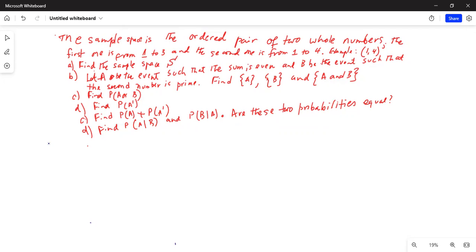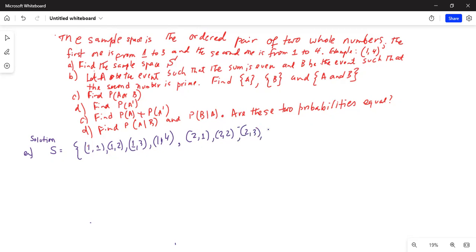Okay, so let's do the solution here. This is part A. The sample space will consist of (1, 1), where the first number is 1 and the second number is 1, then (1, 2), (1, 3), and (1, 4). Then the first number can be 2: (2, 1), (2, 2), (2, 3), (2, 4).